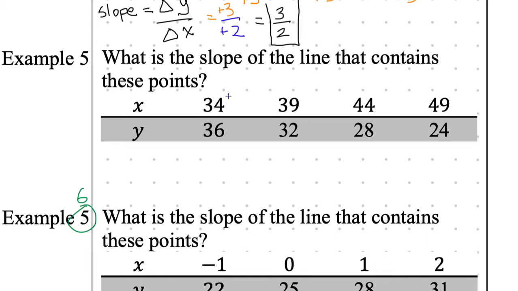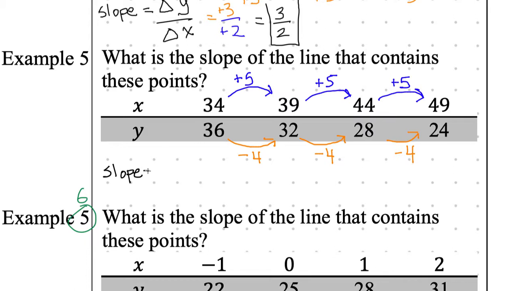So, what is the pattern? What am I adding each time for the x's? Or maybe subtracting? What am I doing each time, Larissa? Adding 5. +5, +5, +5. Thank you. And what about for the y's? What am I doing each time, Ulysses? Subtract 4, subtract 4, subtract 4. Which means, if I define slope as the change in y divided by the change in x, what is my slope?